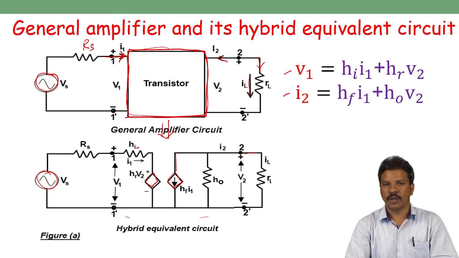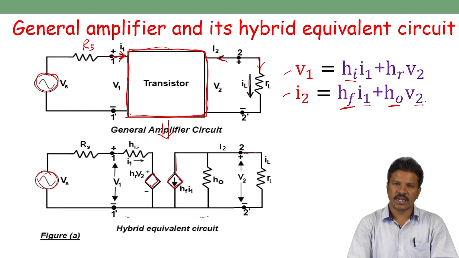Hi, input impedance, Hi I1 plus HR V2, and I2 is equal to HF, forward current gain, I1 plus reverse admittance, output admittance H0 V2. So this is the generalized H parameter equations for this transistor amplifier.